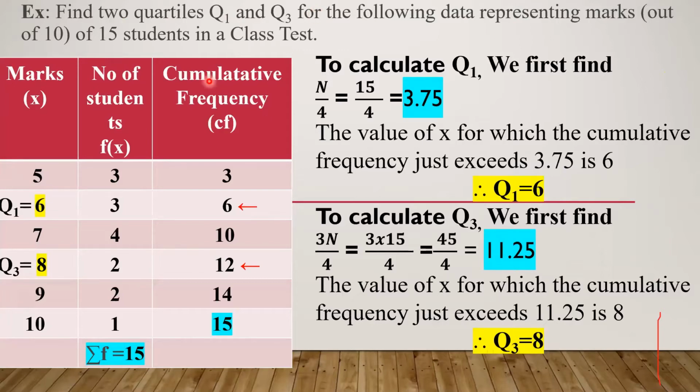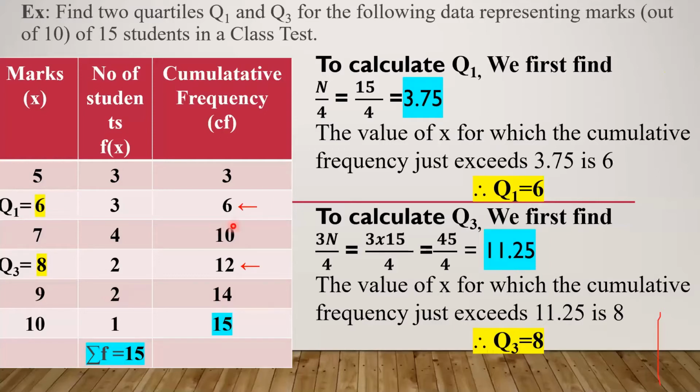What is the first step? First, find out cumulative frequencies. Okay, this I have already taken, how to calculate cumulative frequency. For the first variable, it will be the same as 3. For the next one, 3 plus 3, that will give me 6. 6 plus 4, 10. 10 plus 2, 12. 12 plus 2, 14. 14 plus 1, 15. In this way, I will calculate the cumulative frequencies.